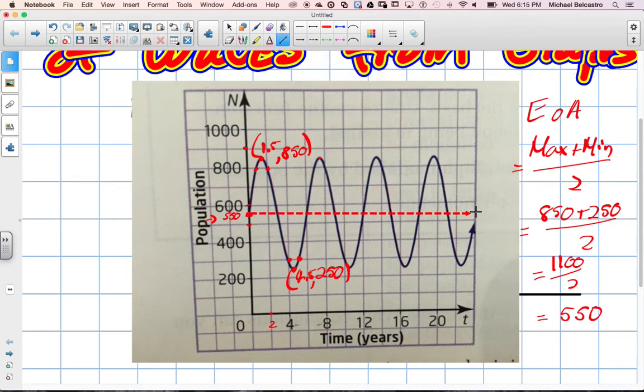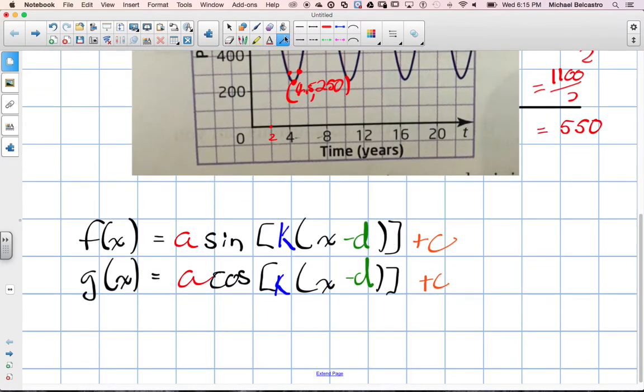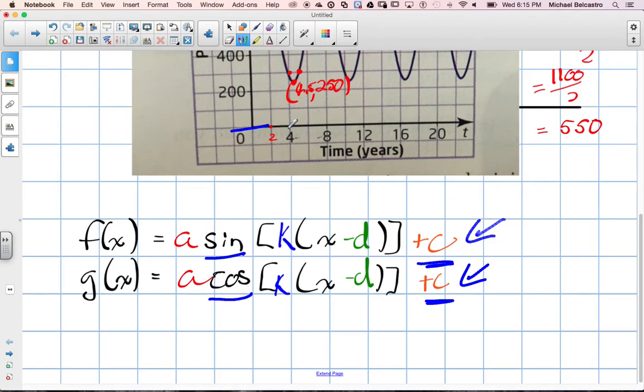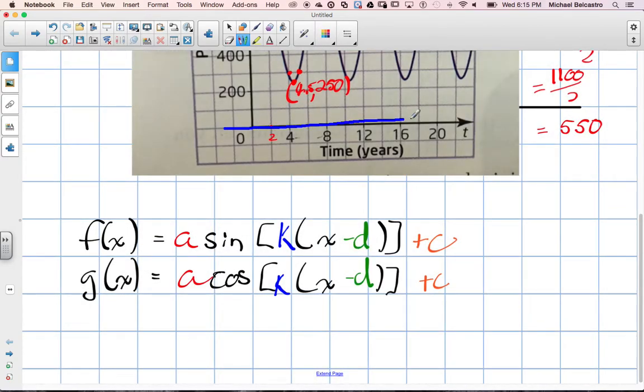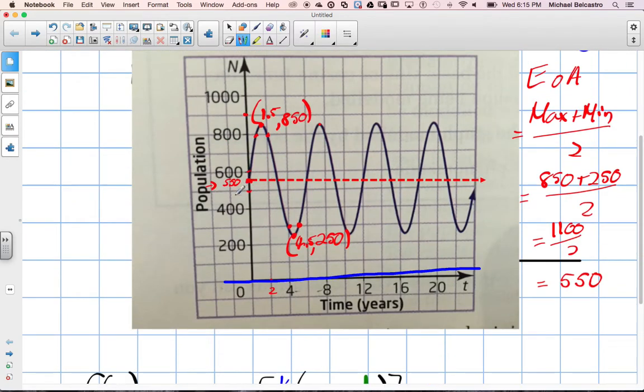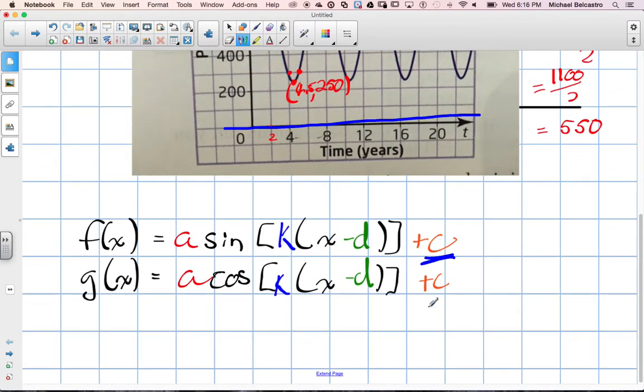That's going to be important because the equation of the axis is going to tell us our c value, how far our c value is moved. If you remember from sine and cos, the equation of the axis is always right along the x-axis. In other words, it's when y is equal to 0. So if our equation of the axis is normally at 0, and our new equation of the axis is at 550, that means our c value has shifted up 550 units. So the equation of the axis tells us what our c values are.